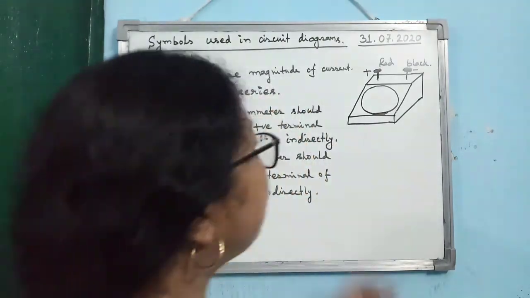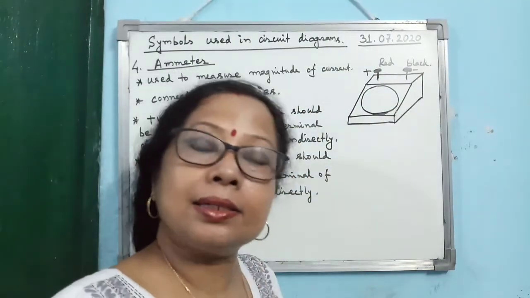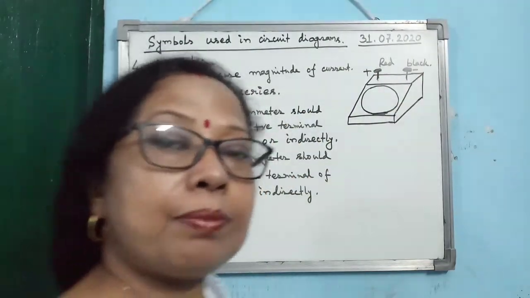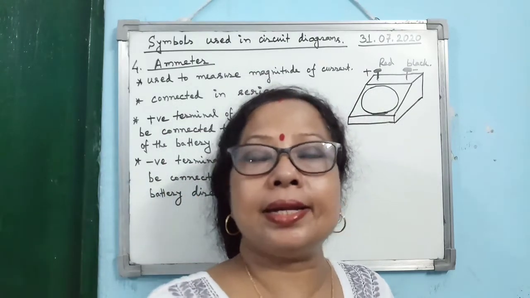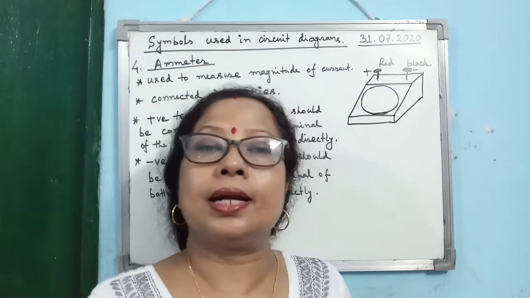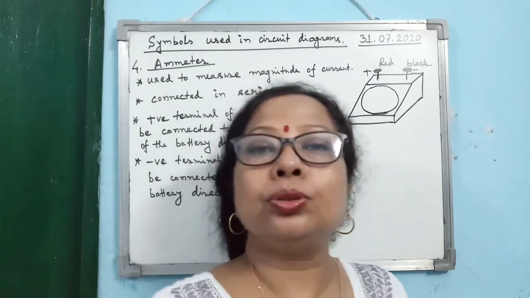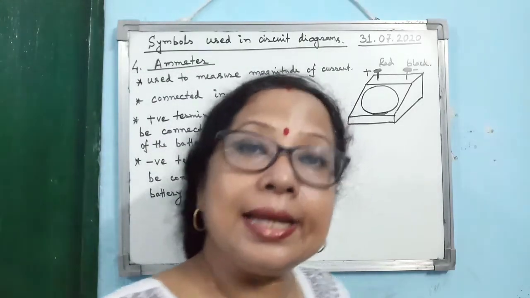Now remember, positive terminal of an ammeter should be connected to the positive terminal of the electric cell either directly or indirectly, and negative terminal of the ammeter should be connected to the negative terminal of the cell directly or indirectly.